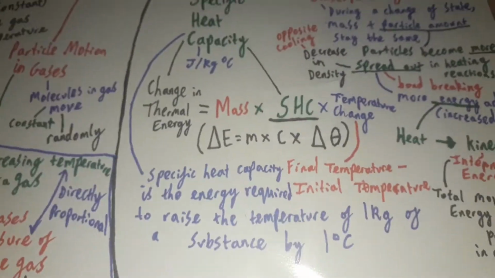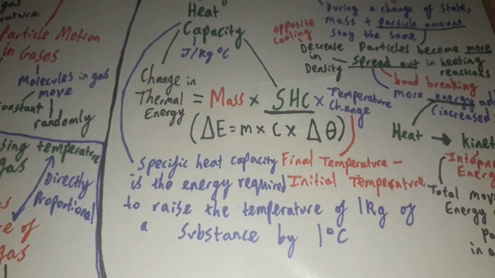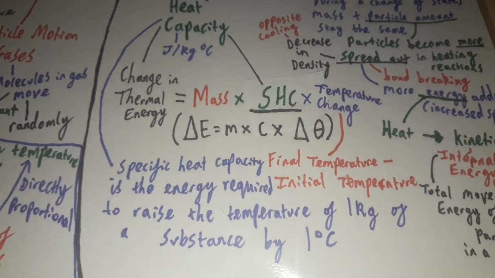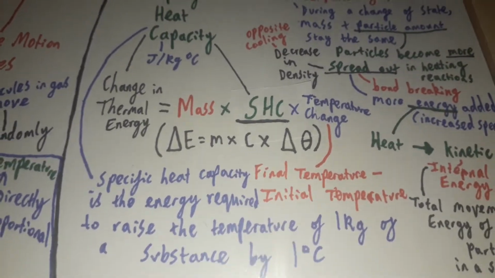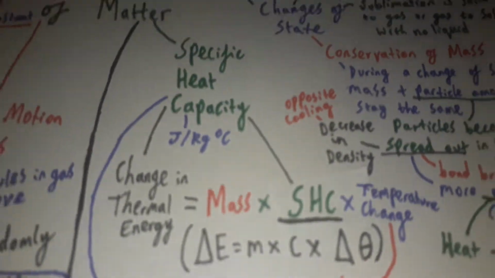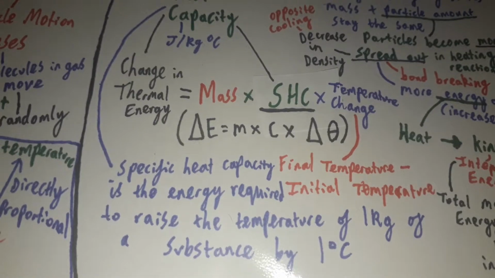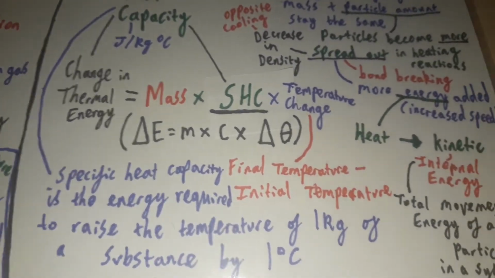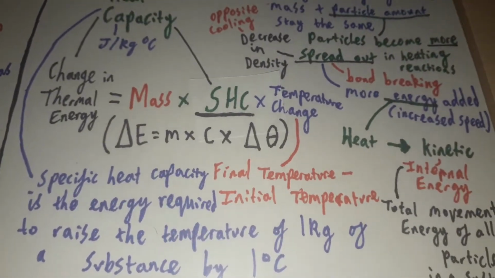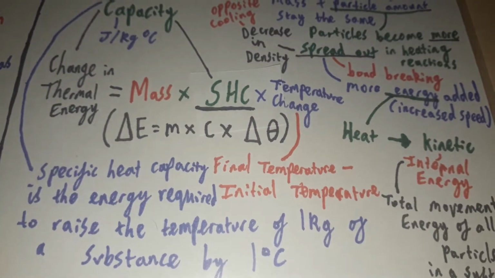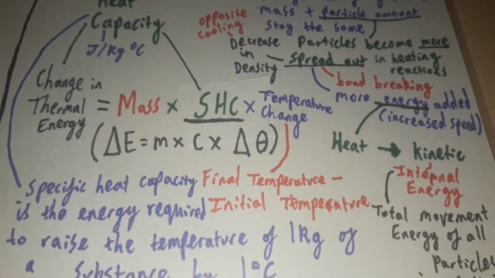So next, specific heat capacity is the heat required to raise the temperature of 1 kilogram of a substance by 1 degree. And we can see this through here. Joules is the energy part, kilograms is the 1 kilogram part, and degrees Celsius is the temperature part. So yeah, the final temperature minus the initial temperature, that's one way of finding out the temperature change if it doesn't give it to you in a question.